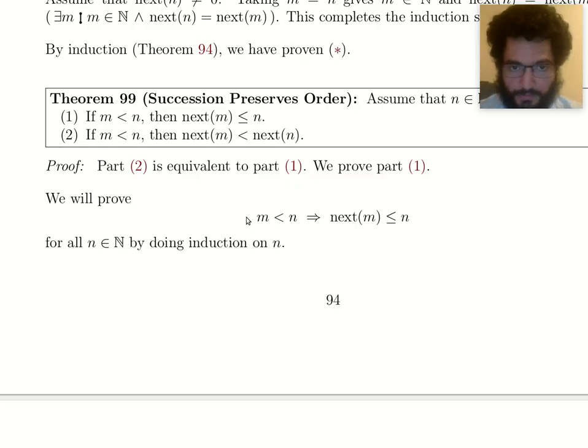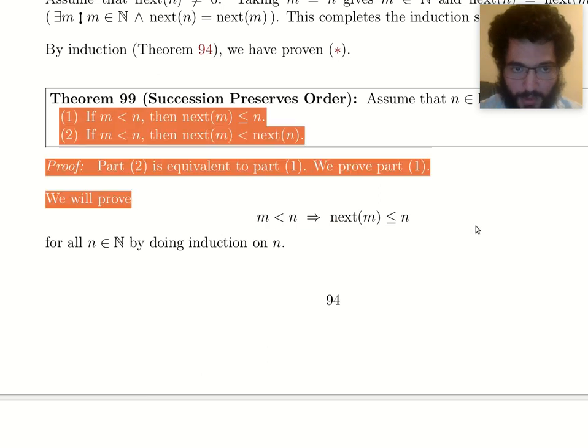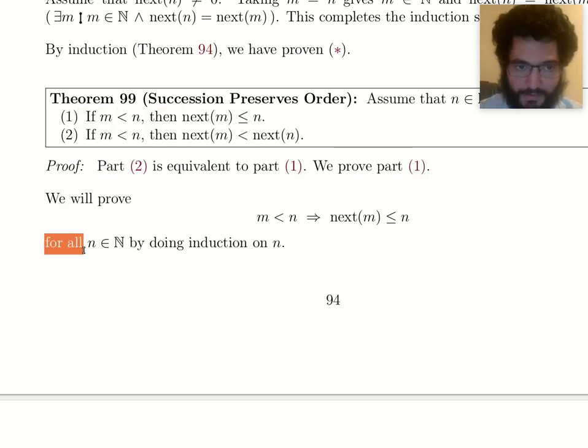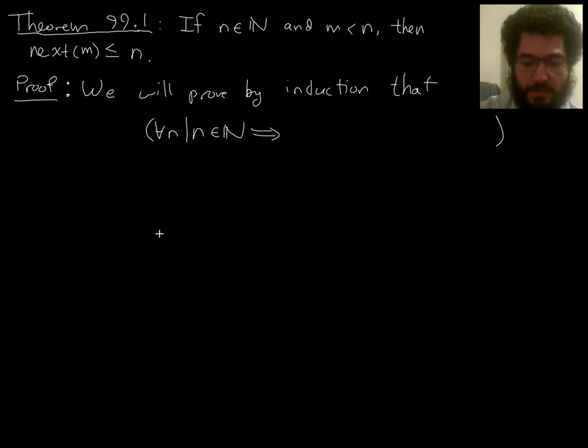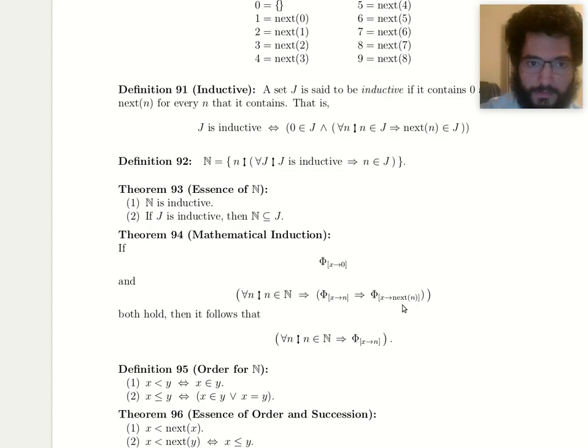Sometimes actually the way you'll see it written is without the universal quantifier. Like here we will prove blah blah blah, but then there's the universal quantifier. It's just not written on the same line or whatever, but it's there in words. So the only thing I'm doing differently here is writing it explicitly on the board here.